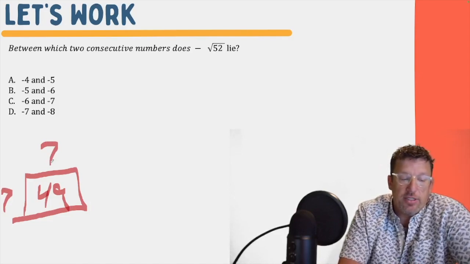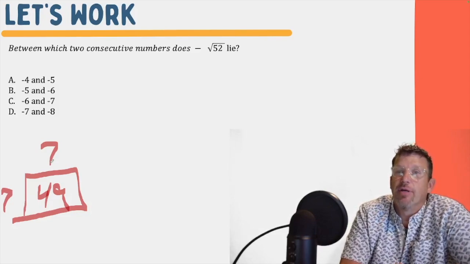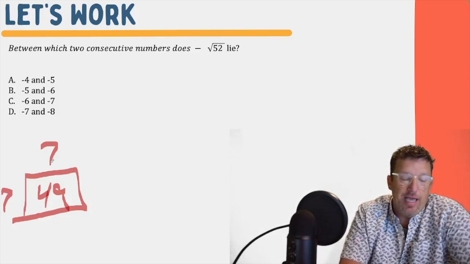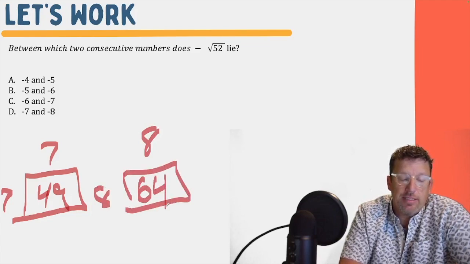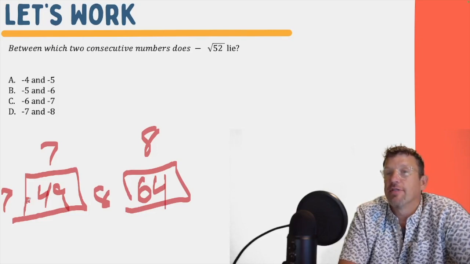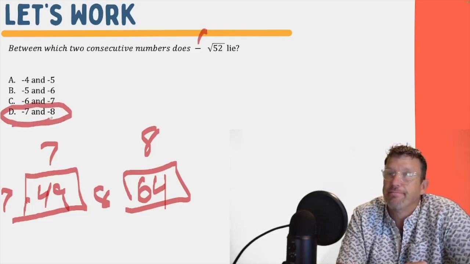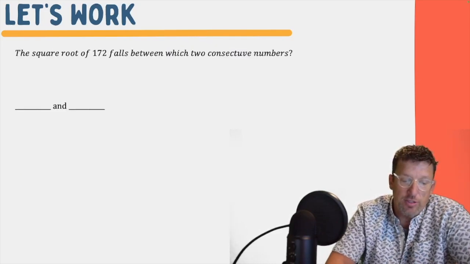Okay, and then you say, so it's not 7, and we're going negative, so what's the next consecutive number after 7? And that would be 8. And what would 8 times 8 equal? Well, that'd be 64. So negative 52 is between negative 49 and negative 64. Remember, we're doing the opposite. So it's going to be between the negative 7 and the negative 8. Starting to make sense now? Hope so. Let's do one more.